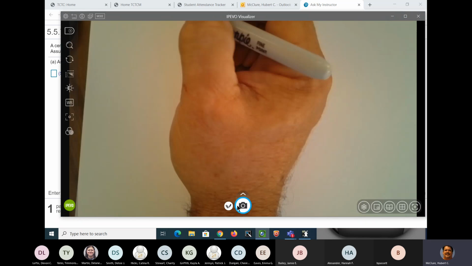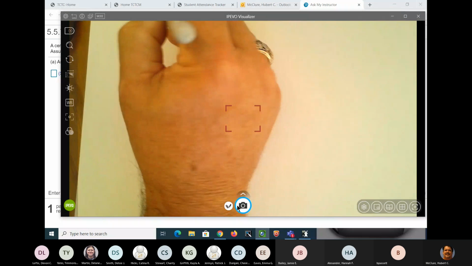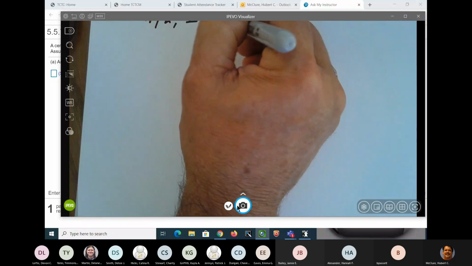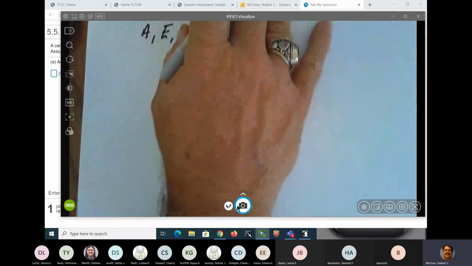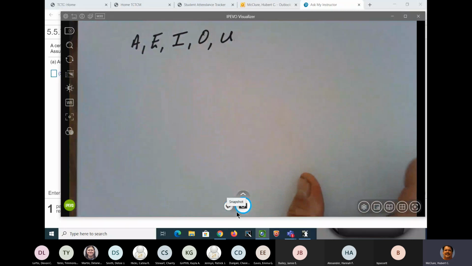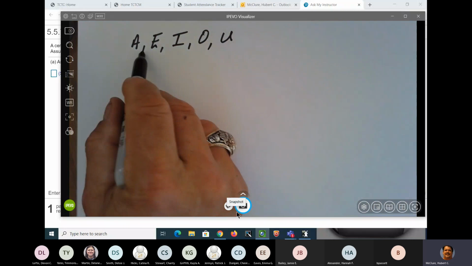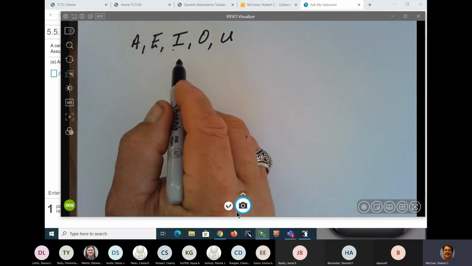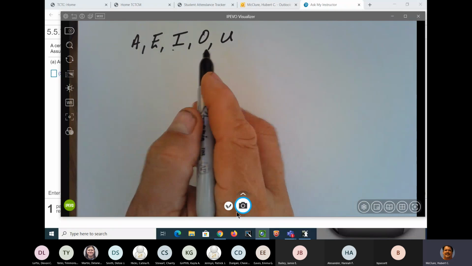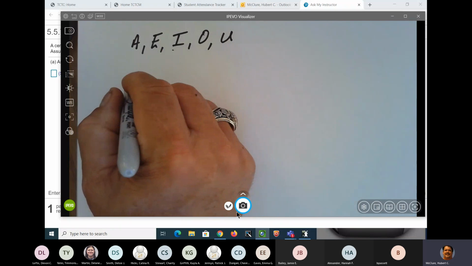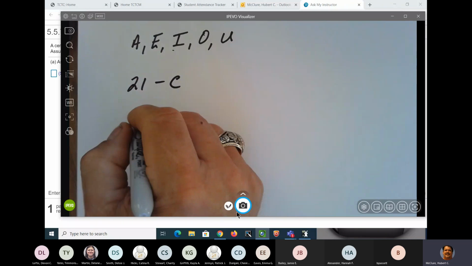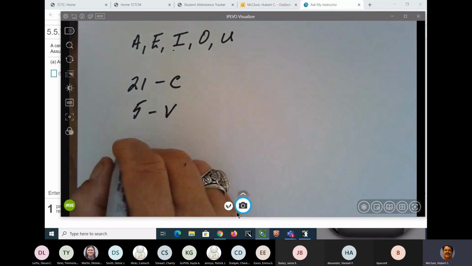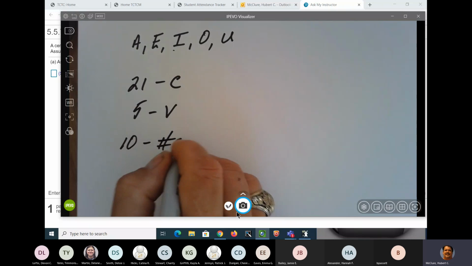You got A, E, I, O, U. Now they didn't say anything about sometimes Y. So we're going to do A, E, I, O, U, and that's 5. 5 from 26 is 21. So there's 21 consonants and 5 vowels. And then 10 numbers.